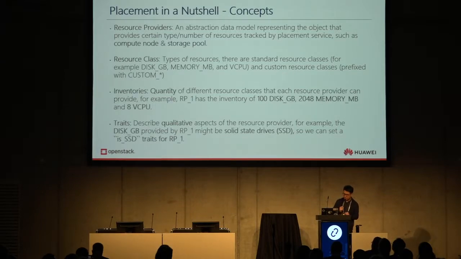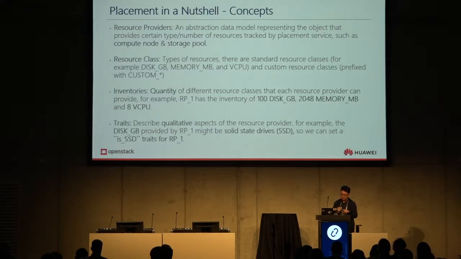And another important thing is the inventory. As it's in the board, it's a quantity of the different resource classes that each resource provider can provide. For example, resource provider one has 100 units of disk GB, 2048 units of memory MB, and 8 vCPUs.